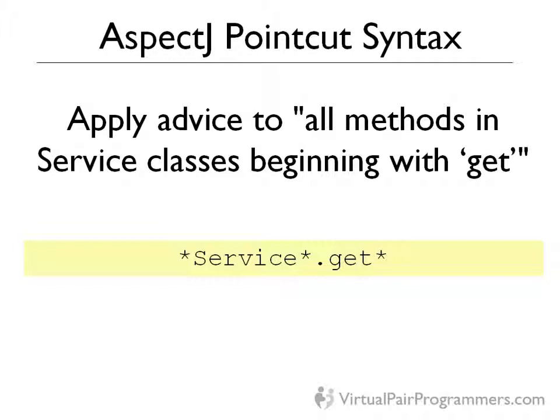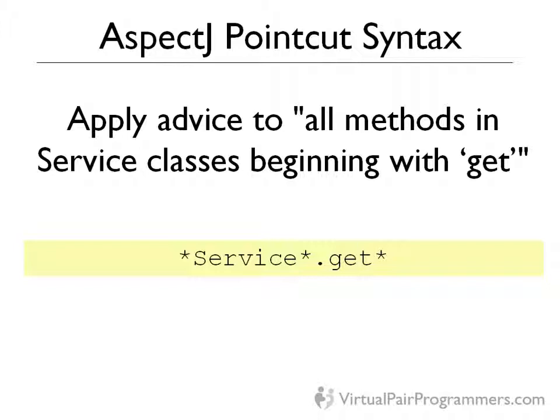The key thing about the point cut is it's really nothing more than a wildcard. I'm saying here I want to look for all classes with the word service in them. So I'm beginning with an asterisk and I'm ending my class name with an asterisk. And then I'm saying with the dot that the advice must only apply to methods beginning with the word get. And then, of course, with the asterisk here, we can have any characters in the rest of the method name. So that's the core of an AspectJ point cut.